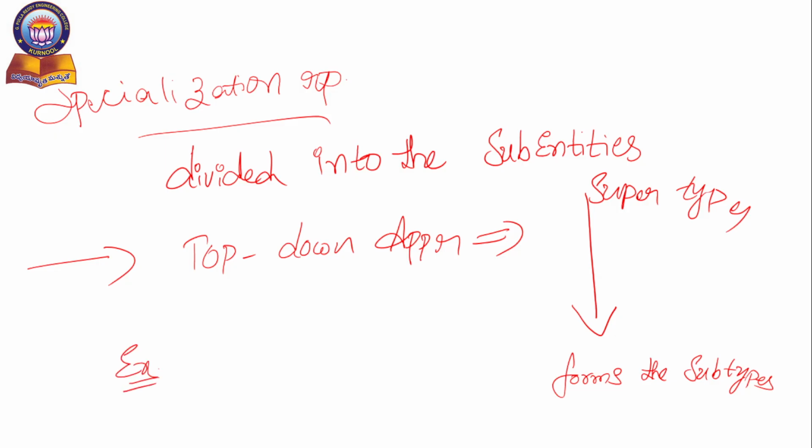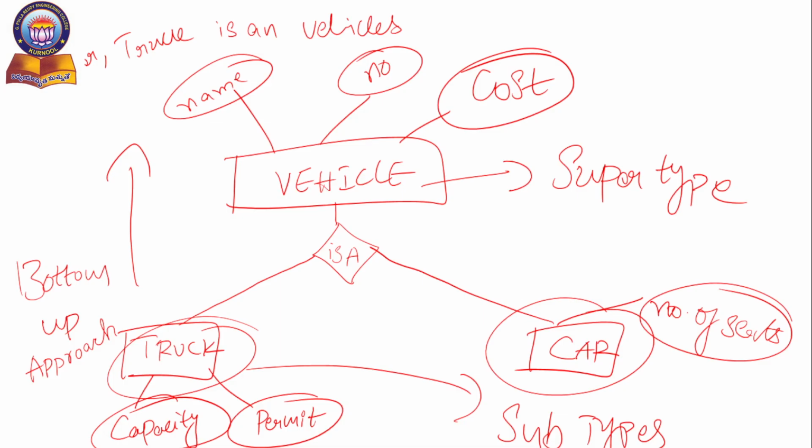Example: same like the generalization relationship, it is the reverse of the generalization relationship. Generalization follows the bottom-up approach, and specialization follows the top-down approach. That's it.